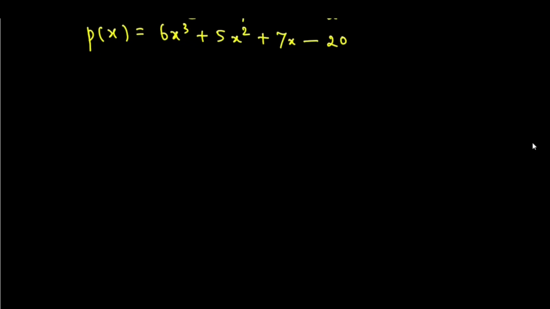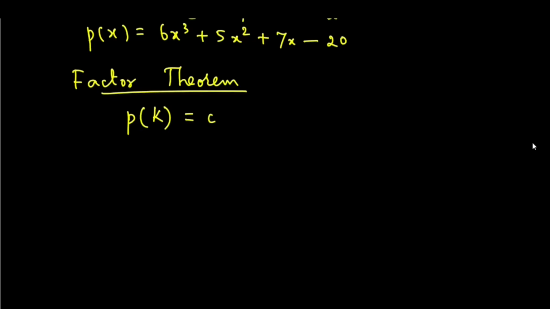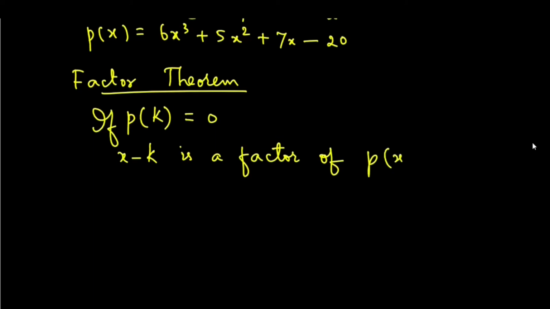Now we have to apply factor theorem. If p of k is equal to 0, then x minus k is a factor of p of x. So we'll go on taking values for k and check whether p of k is 0.